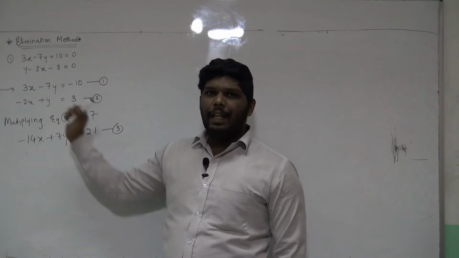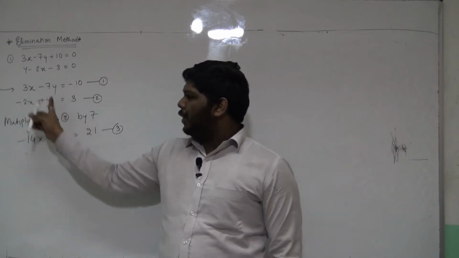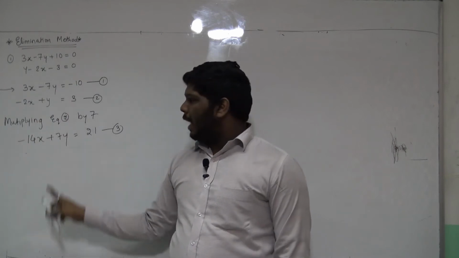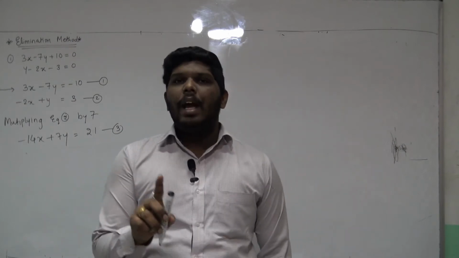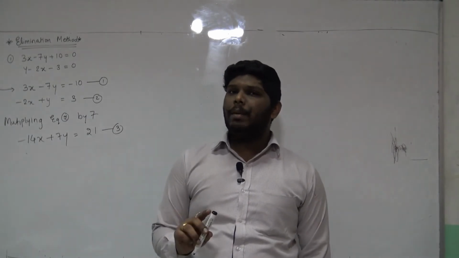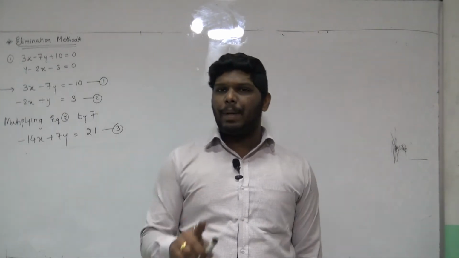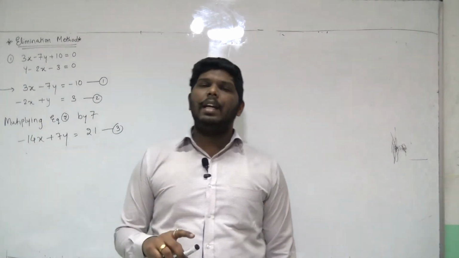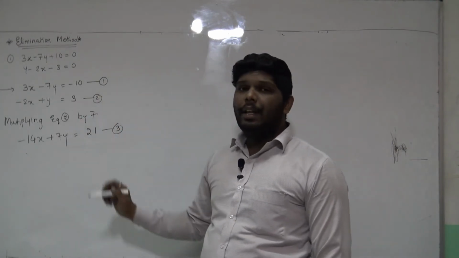Once your coefficients are same, as you can see in equation number 1 and equation number 3, you have to check their signs. Here the sign of 7y is negative and here the sign of 7y is positive. If the signs are different, you add the equations, and if the signs are the same, you subtract the equations. Same means both can be positive or both can be negative; in that case you subtract. But if the signs are different, one positive and one negative, you add the equations. So here equations number 1 and 3 we are going to add.